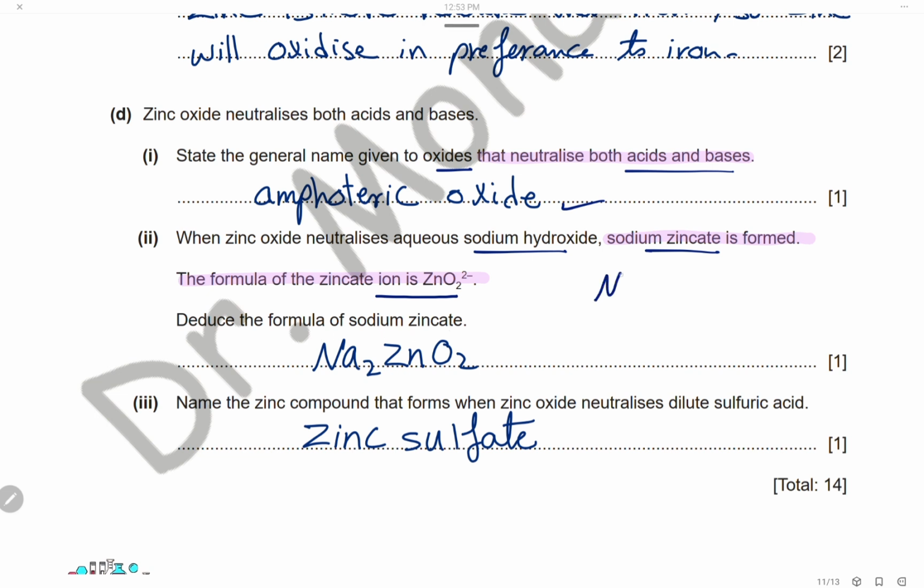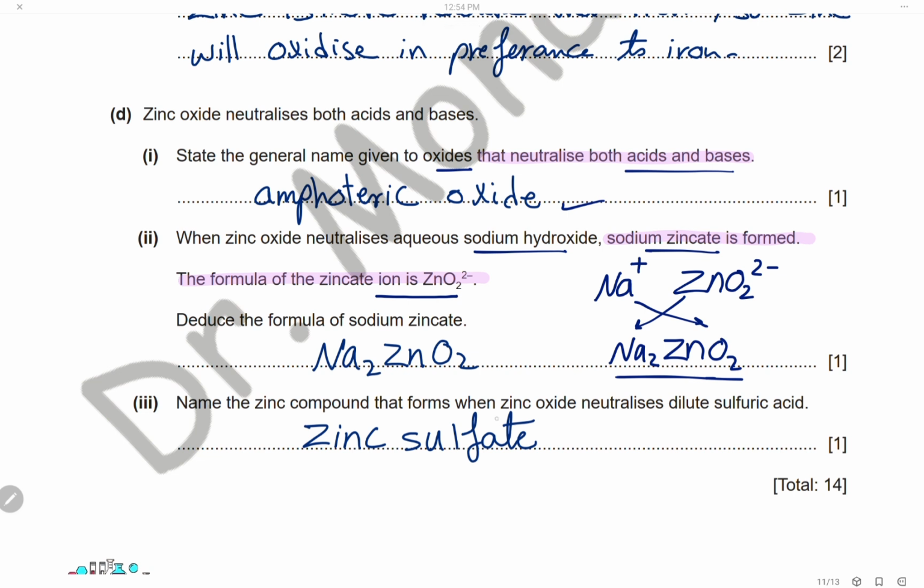To write the formula of sodium zincate, first we will write the formula of sodium ion, which is +1, and we have the formula of the zincate ion, which is the negative ion here. So all we have to do is exchange the charges. So we will have 2 under sodium, and then we will write the zincate ion. This is the formula of sodium zincate.